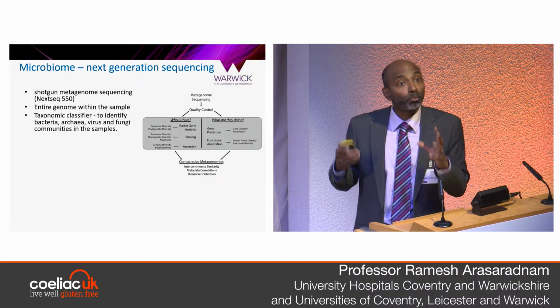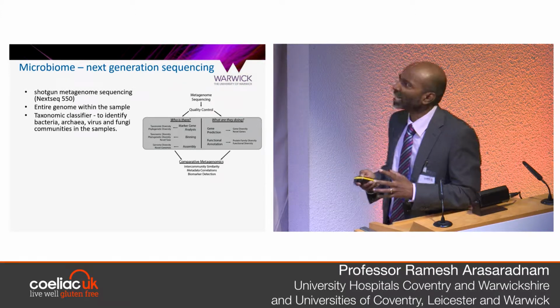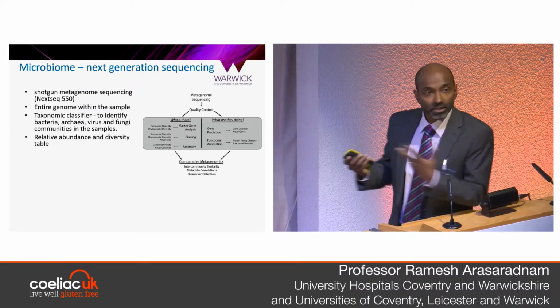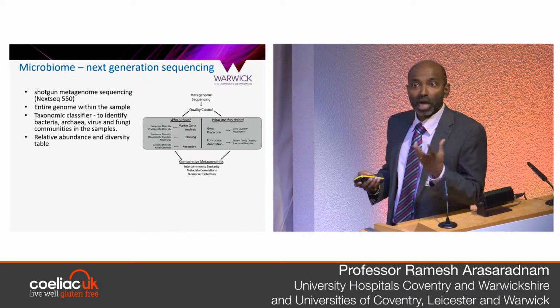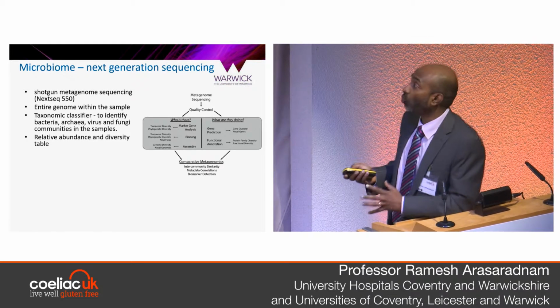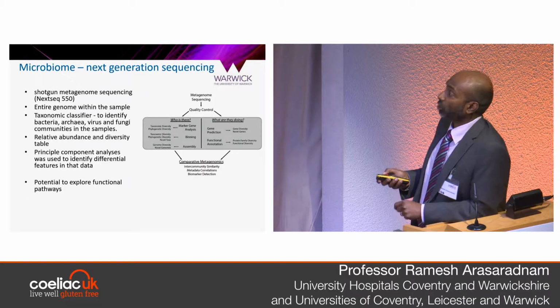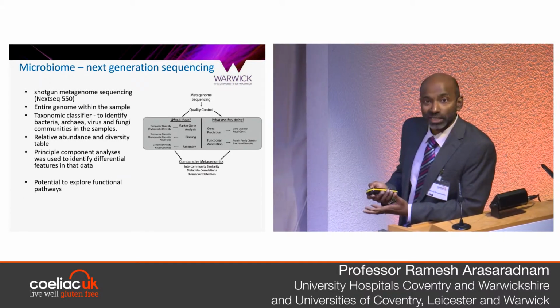And you get to see the proportion as a community. So it is a little bit more representative. You get the abundance and diversity, and that's standard. That means you want to know how much there is and how less of one group there is compared to the other. More importantly, of course, is you can explore the functional pathways. What is it actually doing?